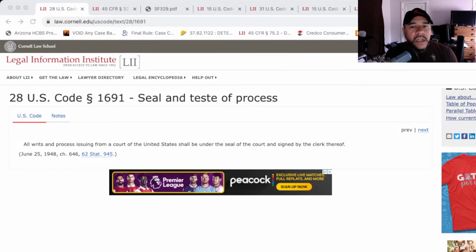Sorry about that. So, all writs and processes issuing from a court of the United States shall be under the seal of the court and signed by a clerk thereof. In that first video, I showed you what a seal looks like, what a clerk's signature looks like, and what a stamp looks like, so there's no mistake. We know what a valid court order is.